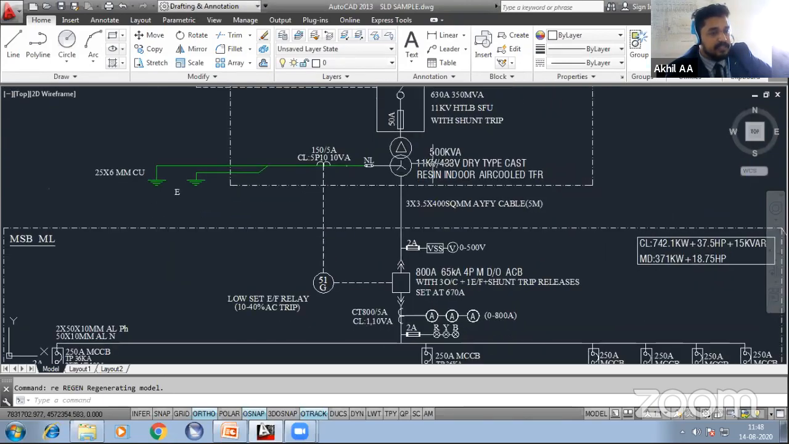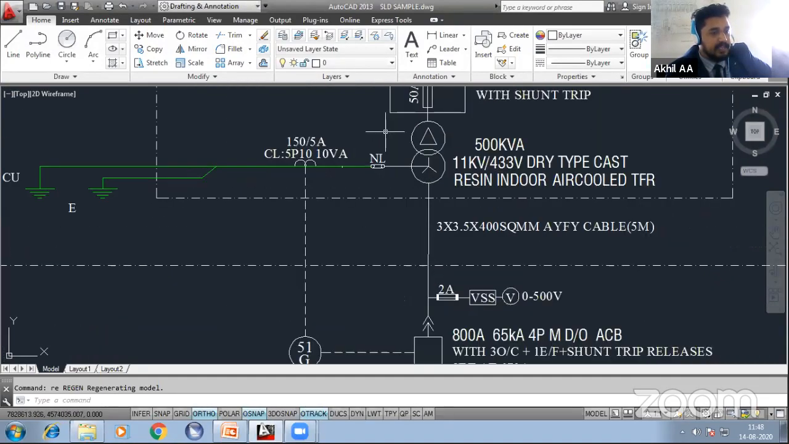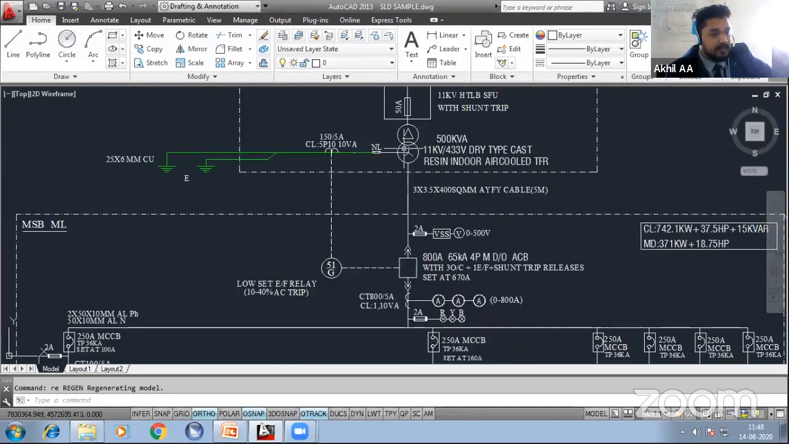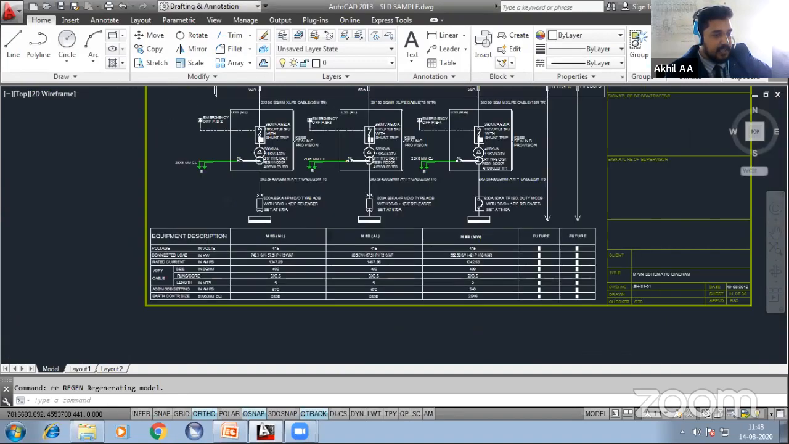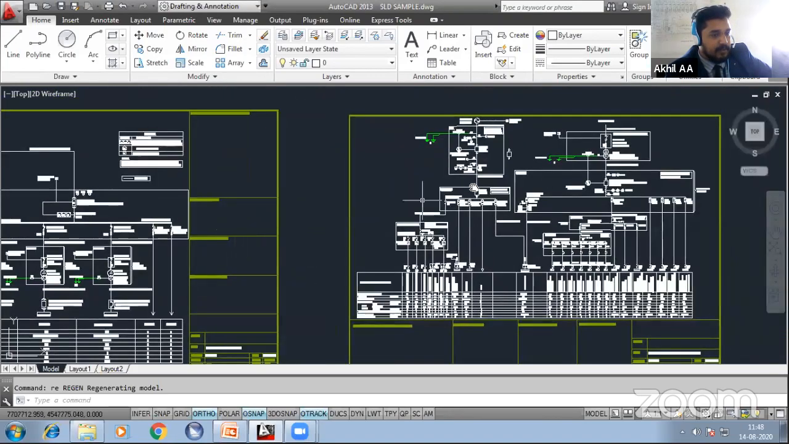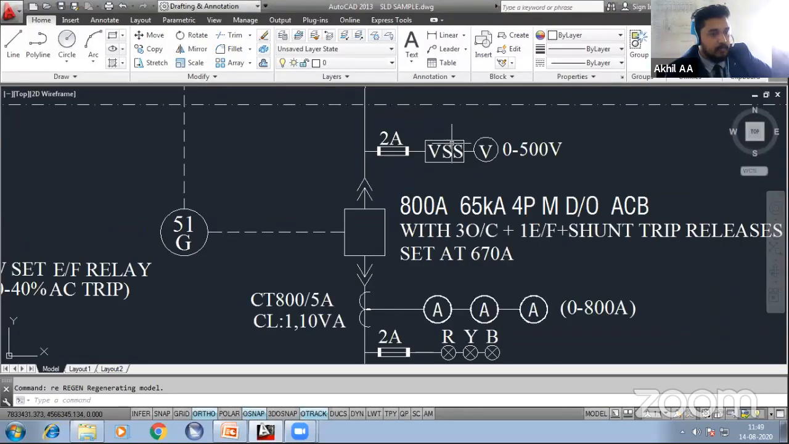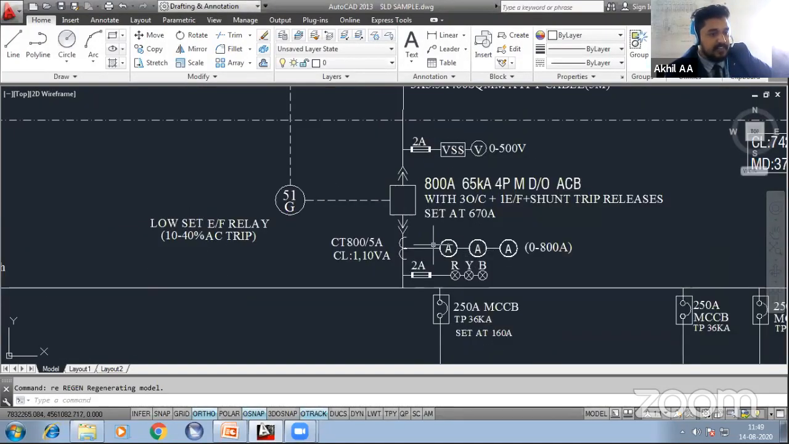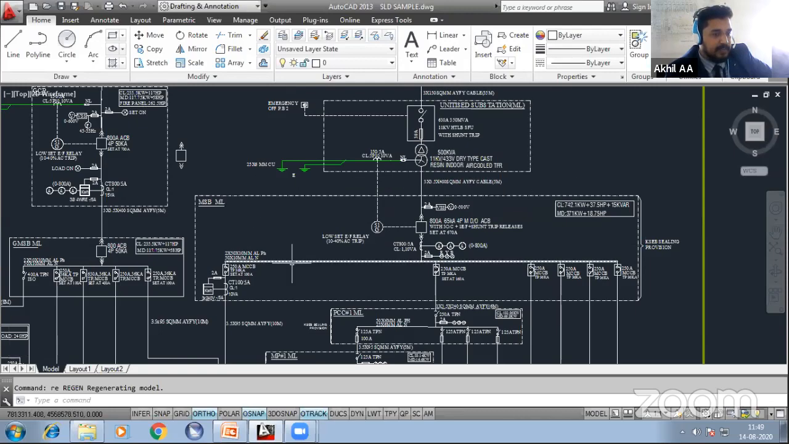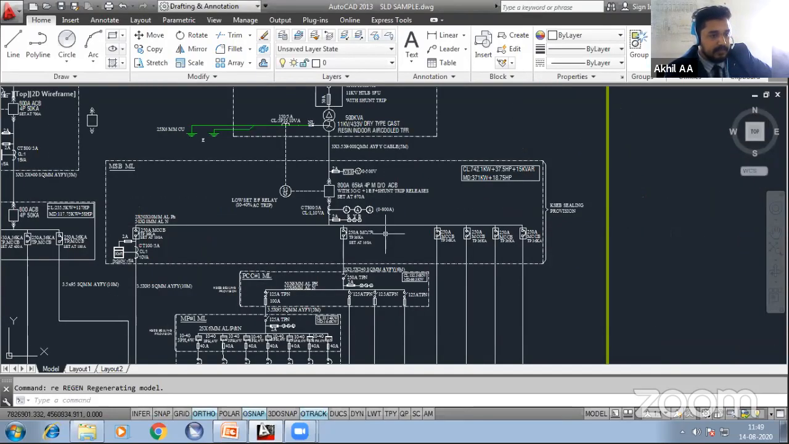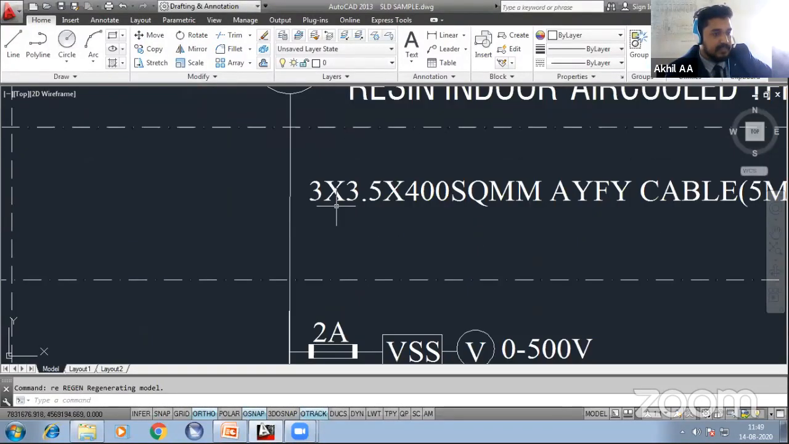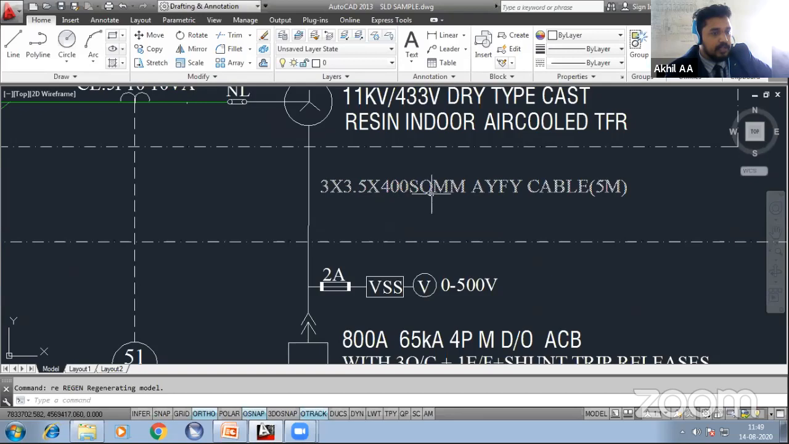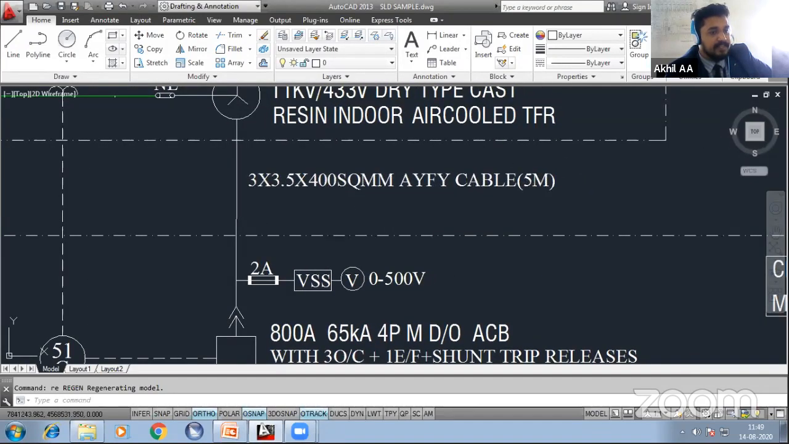Then you can see the same 500 kVA transformer, and the single line is coming downwards with the same 800. So this MSB is elaborated here. You can see only a box above, and here we have elaborated it with the bus bar details, voltmeters, ammeters, everything. In this MSB, what all components are coming? You can see a bus bar. To the bus bar, a cable is coming from the transformer, that is a 3 into 3.5 core into 400 square mm AYFY cable. The distance between the USS and the MSB is 5 meters.